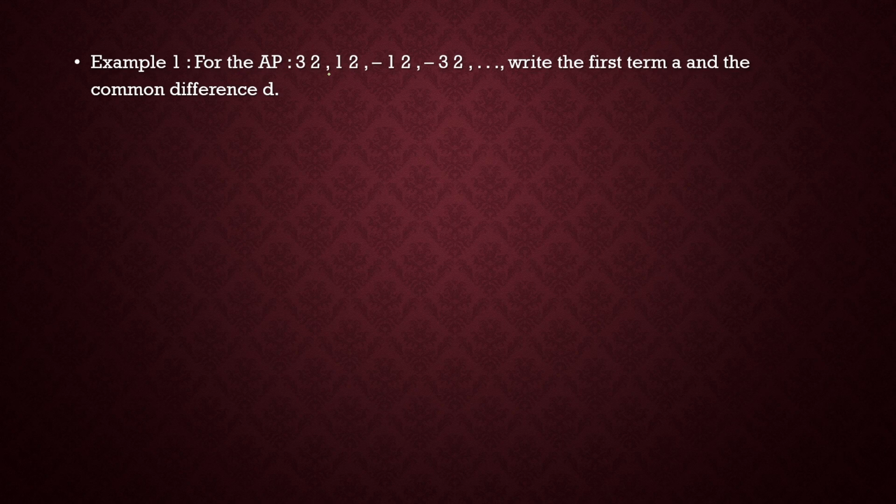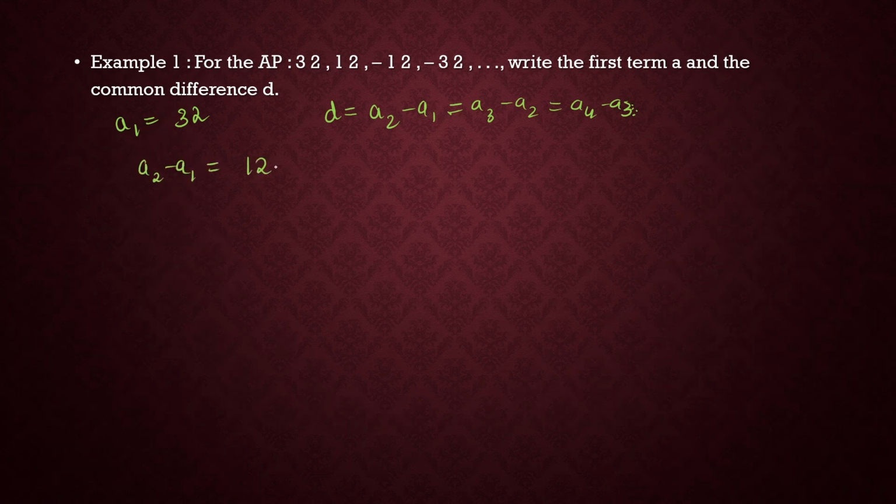Okay, now let's solve the example questions. For the AP 32, 12, minus 12, minus 32, write the first term A and the common difference D. Okay, so the first term is always the first term of the series, so that is 32. The common difference is given by A2 minus A1, or you can also find it by subtracting A3 minus A2, or by subtracting A4 minus A3. So here I'll be subtracting the first term from the second term. So that is 12 minus 32, that is minus 20. Right? Yeah, minus 20. This is the answer.